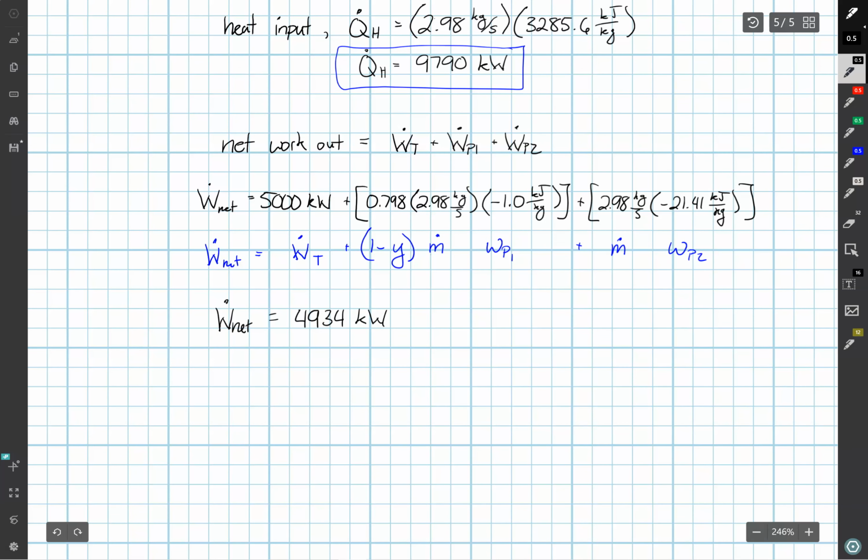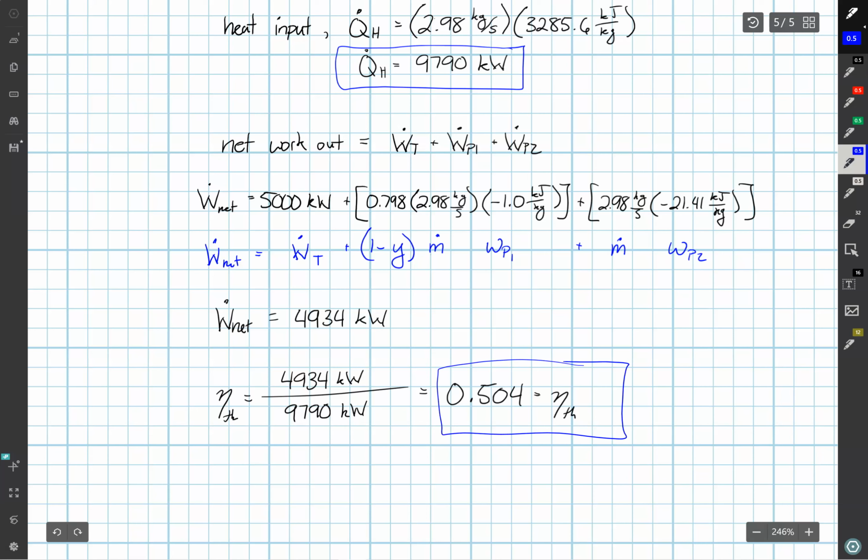That means our thermal efficiency, right, how well we're using the heat that we're putting in, we're getting out 49.34 kilowatts, but we had to put into our boiler 9790 kilowatts of heat. So our overall thermal efficiency is 0.504. And that would be the answer to part C.